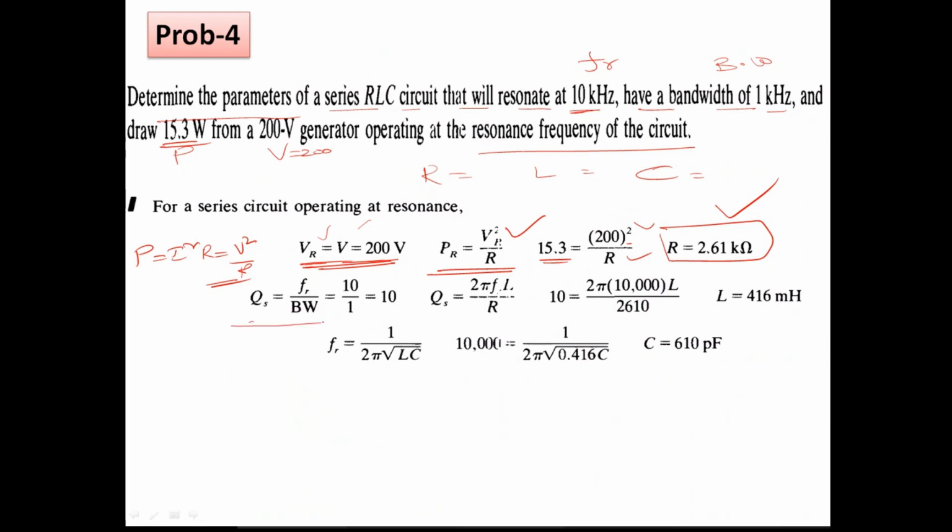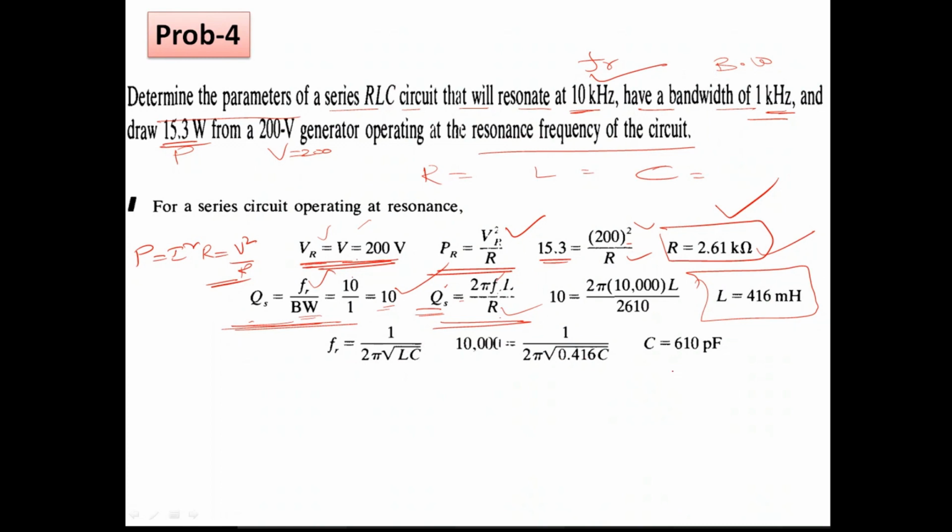Then the second bit here is, you want to find out the other parameters L and C. For that, we have a formula for the quality factor. Quality factor is equal to resonant frequency by bandwidth. So the resonant frequency is given as 10 kilohertz, and bandwidth is given as 1 kilohertz. Therefore, 10 by 1 gives the quality factor as 10. The quality factor can also be defined as 2 pi f L by R, that is XL by R, or XC by R. Therefore, if you substitute here, Q is 10, f is 10 kilohertz, and R we have already found, then you will get L as 460 millihenries.